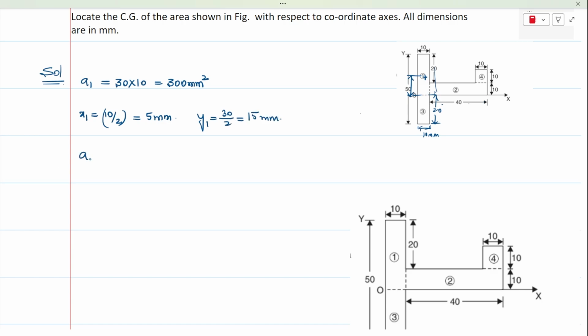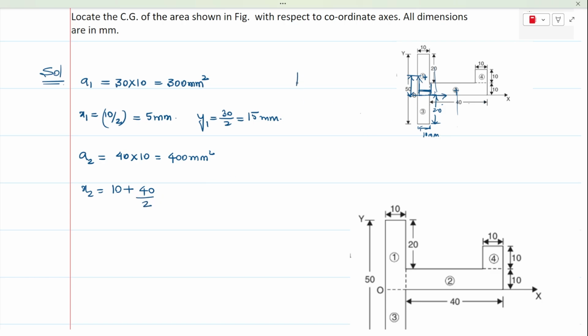Next is area number 2, which is having a length of 40 mm and height of 10, which is 400 mm square. So x bar for area number 2 will be equal to the distance from the y-axis that needs to be measured. So area number 2 is starting from here. So this additional distance of 10 mm should be added to the centroid, or half of the length of area 2, that is 40 by 2.